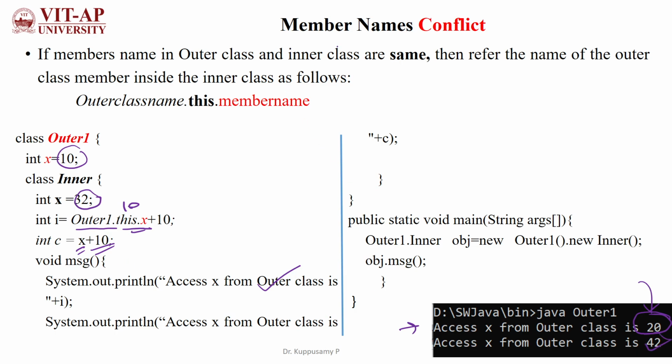So what we should observe here: when the variables have similar names in the outer class and inner class, to access the outer class variable we should use this syntax with the outer class name and this keyword dot variable name.